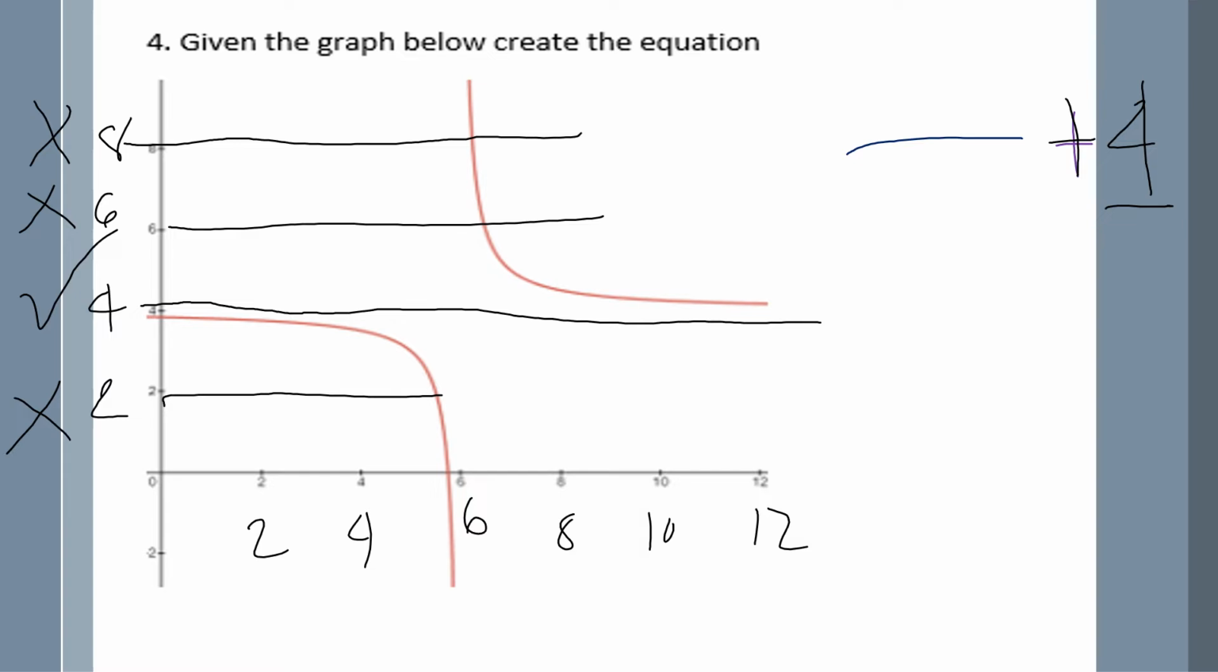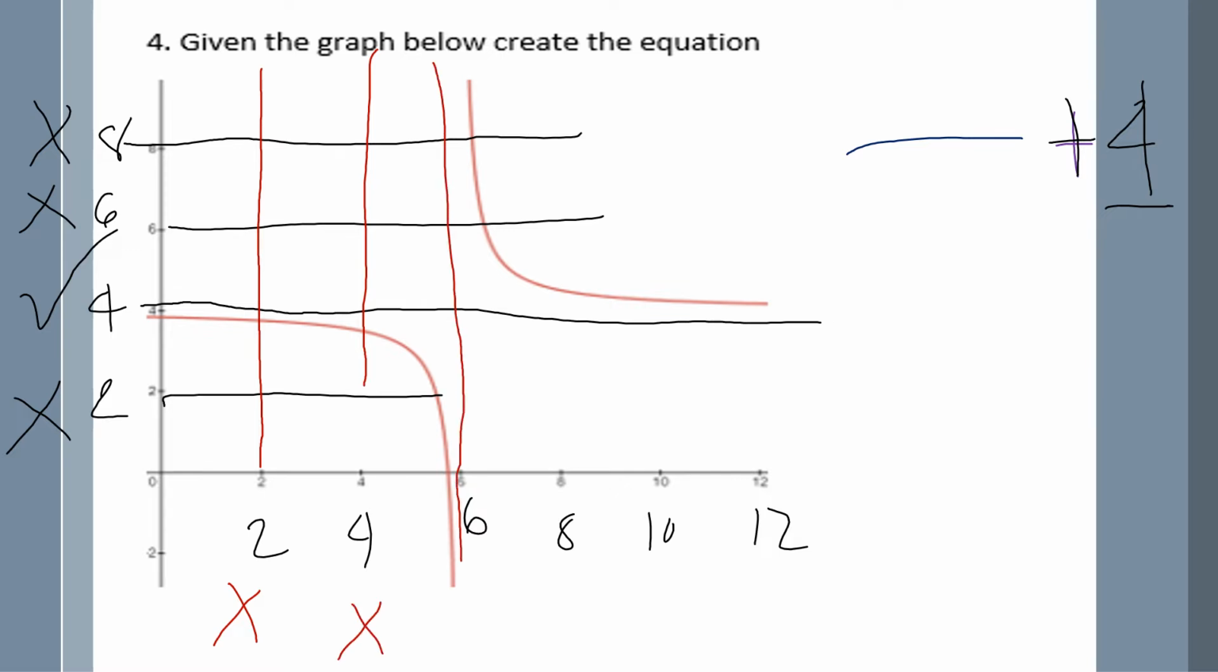So let's deal with the vertical asymptote. Draw my vertical lines. Again, when I draw my vertical line, my line cannot touch the graph. So if I draw a line at 2, 2 doesn't work because it does touch the graph. What about 4? 4 doesn't work. What about 6? We got a lucky number, because it gets close to 6 but never touches 6.